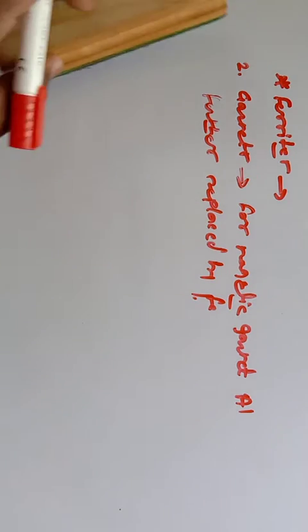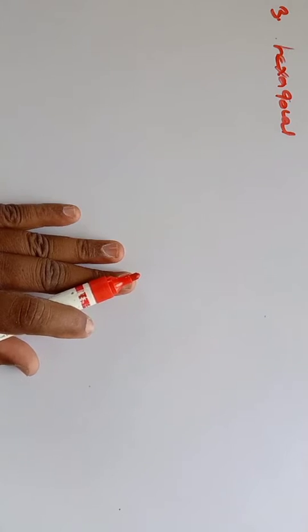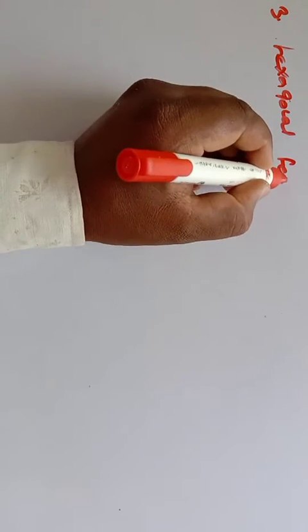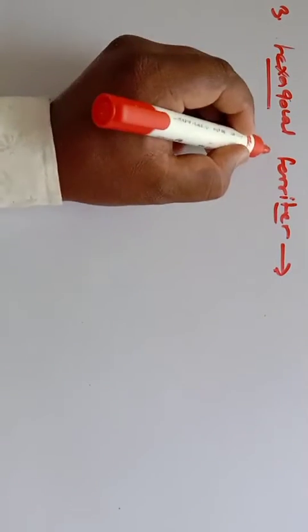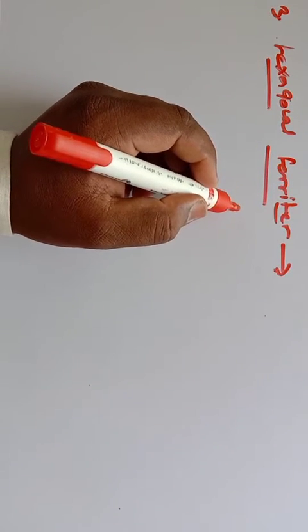Let us discuss some important points regarding the hexagonal ferrites. What are these hexagonal ferrites? The third type of ferrites based on the crystal structure is hexagonal ferrites. What are these hexagonal ferrites?